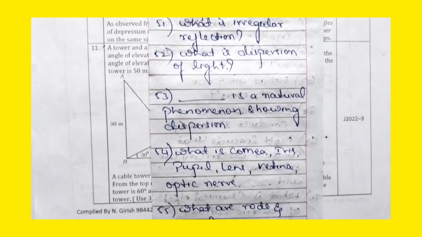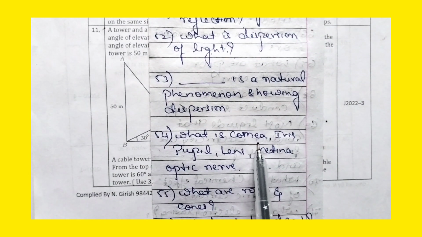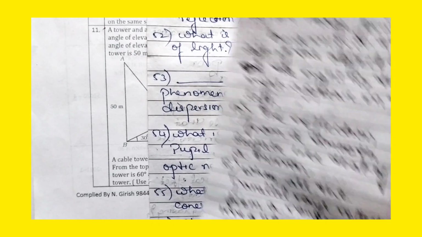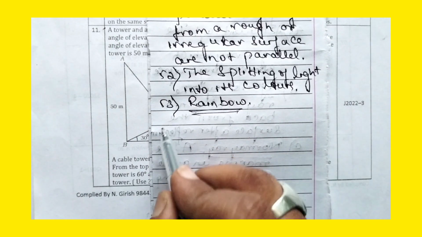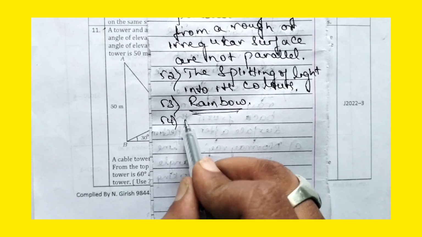Now let us move to the 54th question. What are the cornea, iris, pupil, lens, retina and optic nerve? Let us know what is cornea, iris, pupil and retina. Let us explain one by one.